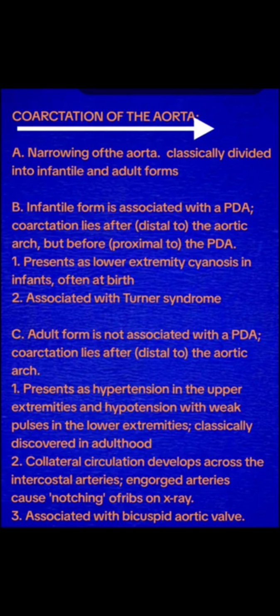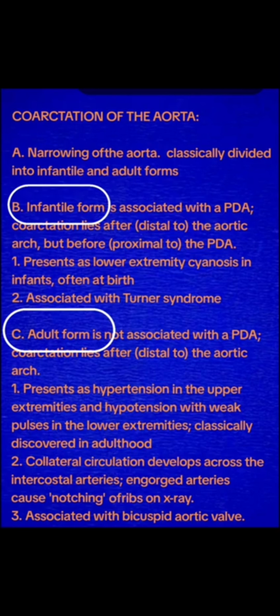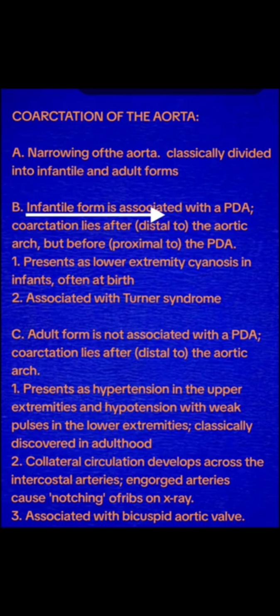Coarctation of the aorta. Coarctation of the aorta is narrowing of the aorta classically divided into infantile and adult form. Infantile form is associated with the patent ductus arteriosus. Coarctation lies distal to the aortic arch, but proximal to the patent ductus arteriosus. Present with lower extremity cyanosis in infant often at birth, associated with Turner syndrome.